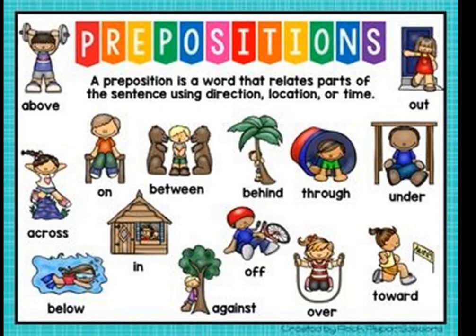Now again we will see some examples: above, across, on, below, in, between, behind, through, under, out of, against, over, toward. Here is one more sentence: a preposition is a word that relates parts of the sentence, and it can show direction, location, or time. All together they are included in prepositions.